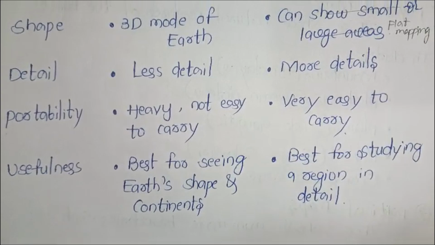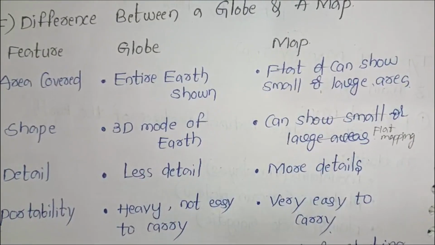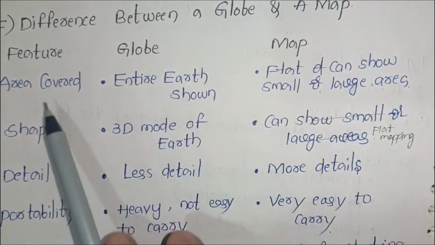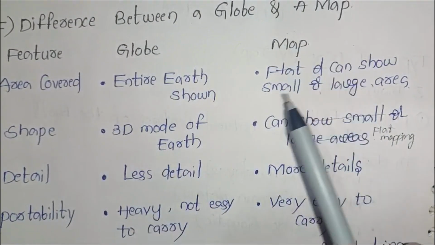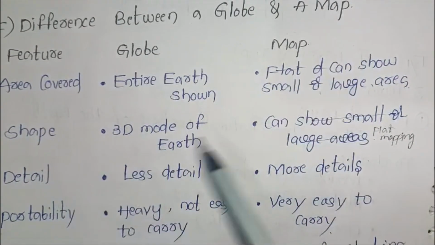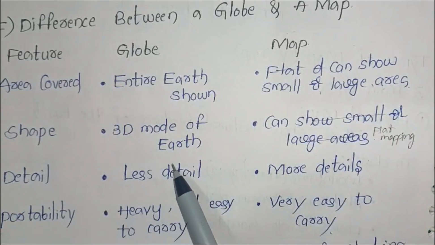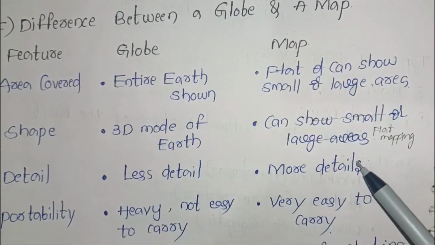I hope you understood the differences between the globe and the map. The globe covers the entire Earth. The map covers only a small or large area, only some specific area. The globe shape is a 3D model of the Earth. The map shape is flat mapping. The globe gives less detailed information. The map gives more detailed information about a specific area.